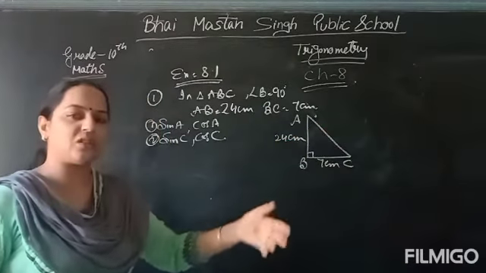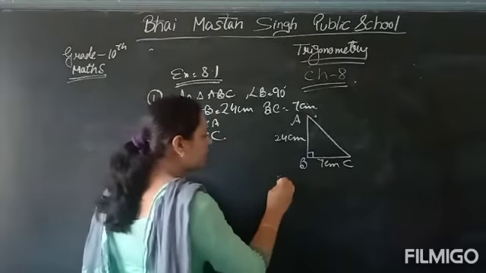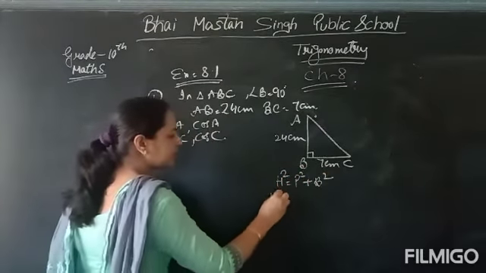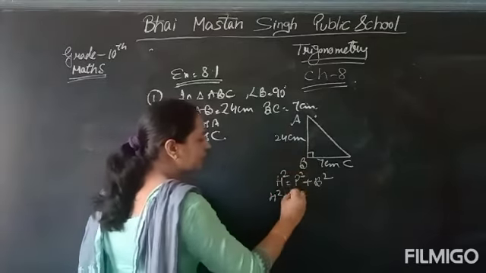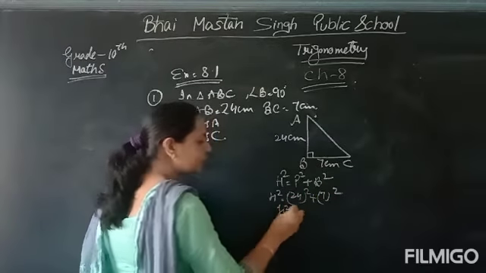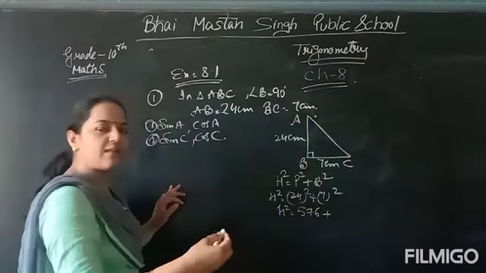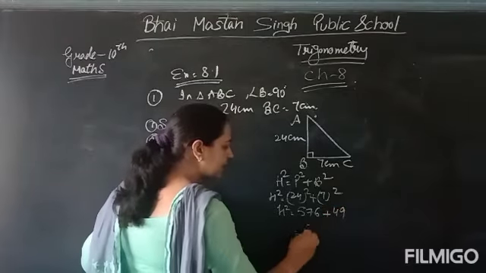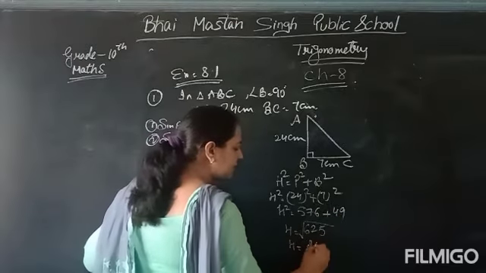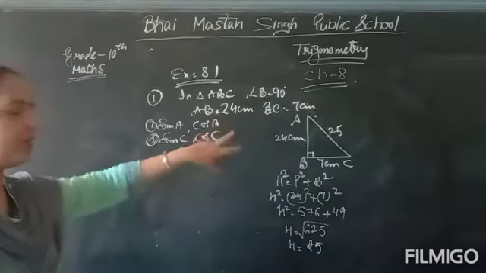By Pythagoras I can find H. Firstly, I have to find H because I need perpendicular, base and hypotenuse, 3 sides. So by Pythagoras, H square is equal to P square plus B square. P is perpendicular 24 square, base is 7 square. So H square is equal to 24 into 24, 576, plus 7 into 7, 49. By adding I got 625. So H is the square root of 625, which is 25. It means hypotenuse is 25. I have all the sides now, P, B and H.